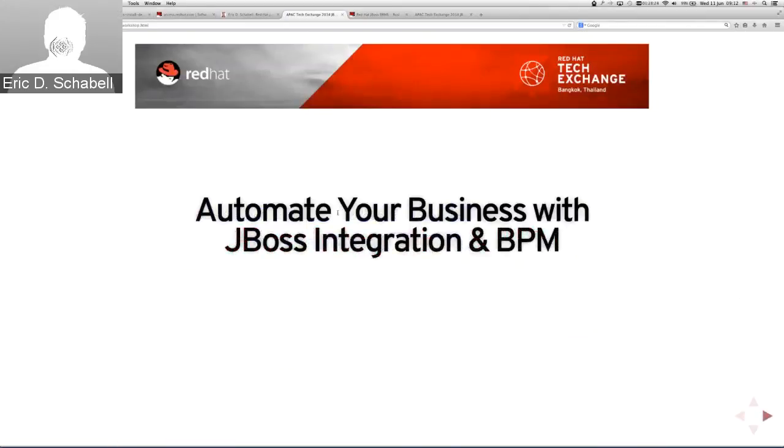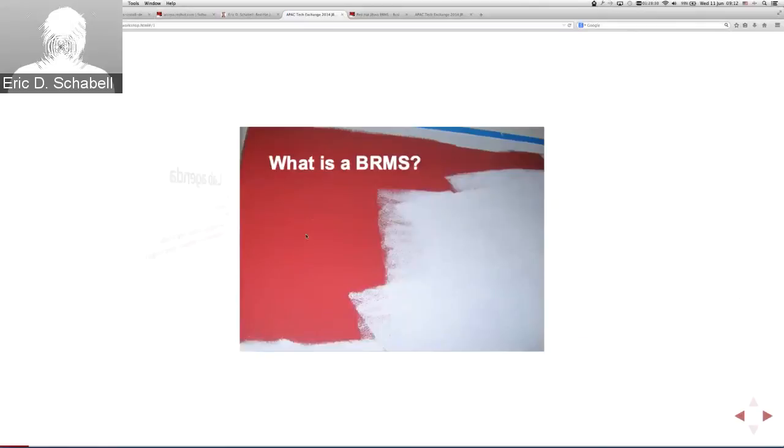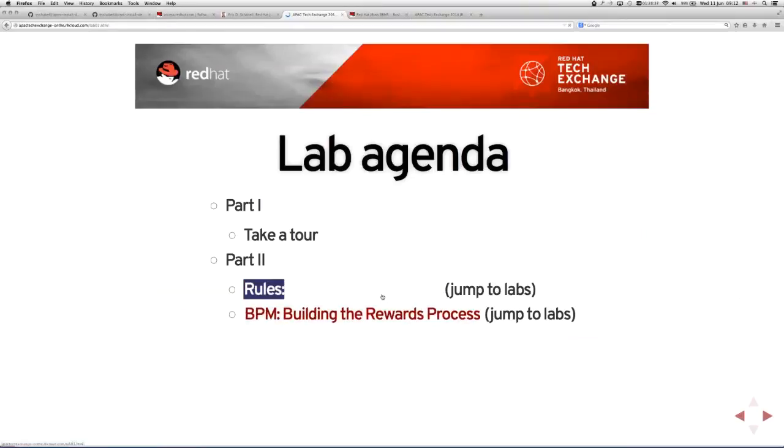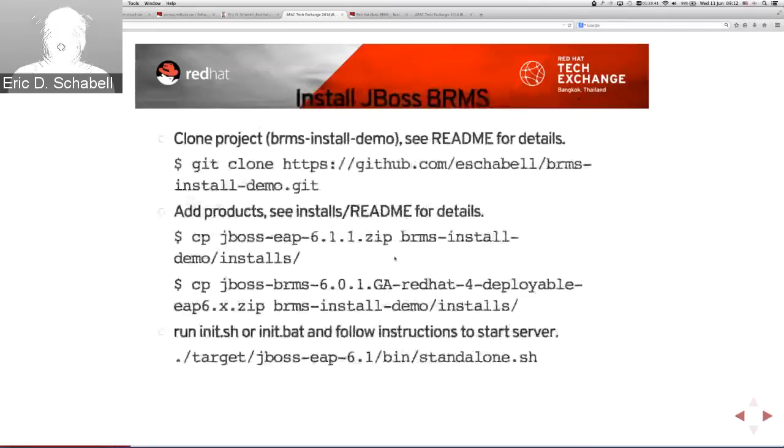Go to the practical rules development and go in here. You have a tour as the first part, which you can walk through here, or you can skip straight to starting to build the cool store, or you can skip to building the BPM suite. And if you do the rules one, that's the completed one. And it'll start you right off, tell you exactly how to do the quick install demo. It takes a couple of minutes.